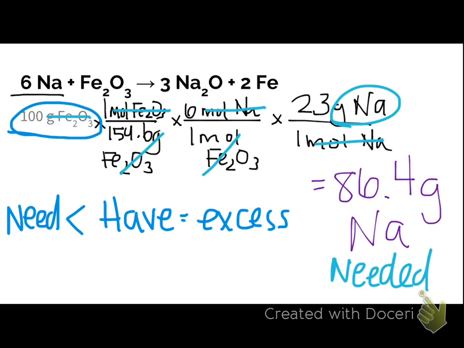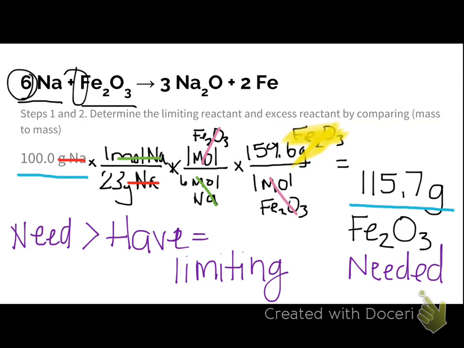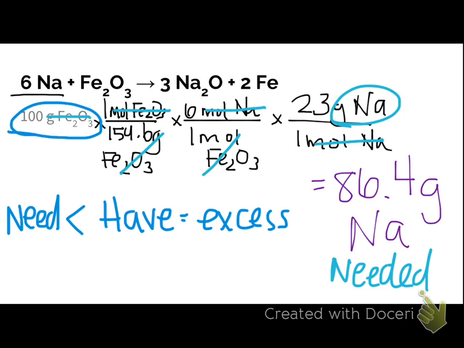Now, if you go back to the problem we just did, we said the iron was our limiting because we needed more than what we had. So this is our limiting, which means that by default, the sodium here would have been our excess. So you don't have to go through both steps. I'm just showing you that it doesn't matter which one you start with, you can get the same information from each. So I could have started with this and found my limiting, or I could have started here and found my excess.